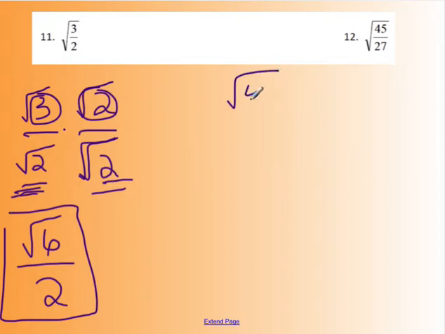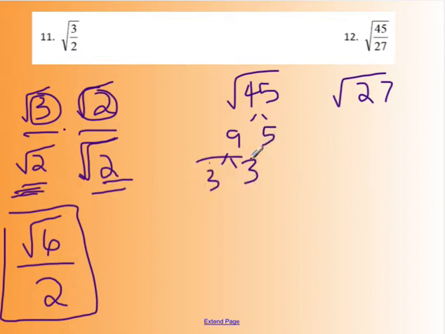Let's take a look at number 12. So I have the square root of 45 and the square root of 27. So I'm going to split those up eventually onto one fraction. But before I do that, I want to simplify the radical. So 45 I can break down to 9 and 5. And 9 I can break down to 3 and 3. So I could take out a pair of 3's and I get 3 square root of 5.